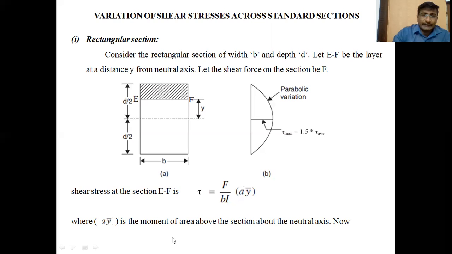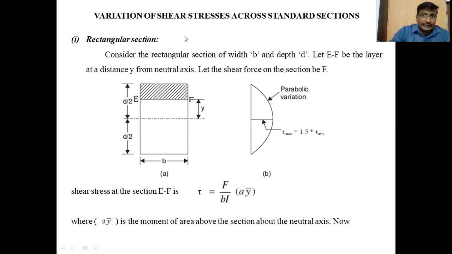In this, what is the A y bar? What is A, the area of the shaded portion? Why are we taking the area of the shaded portion? Because we are going to calculate the shear stress at a particular level EF. When we are calculating the shear stress at a particular level EF, we should consider the area above the level EF.